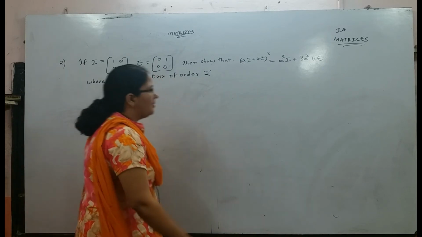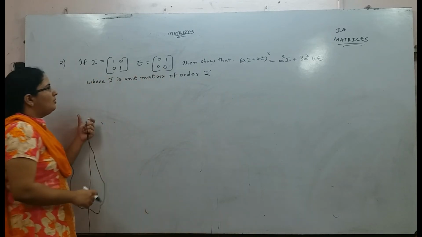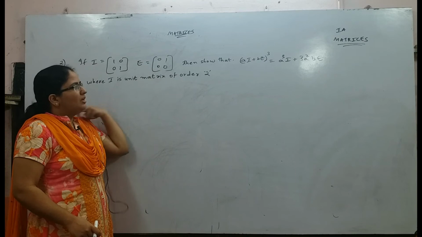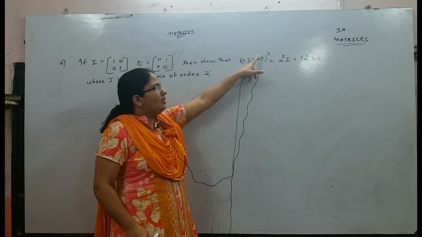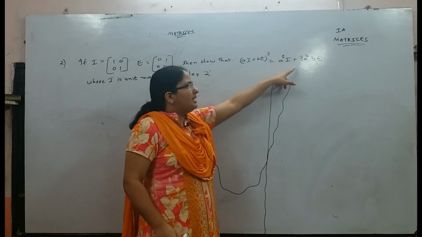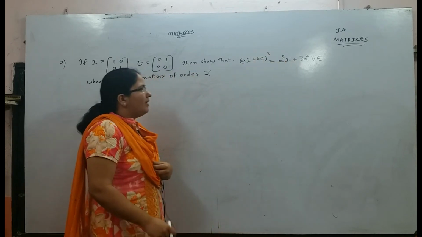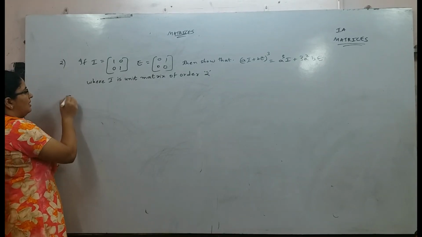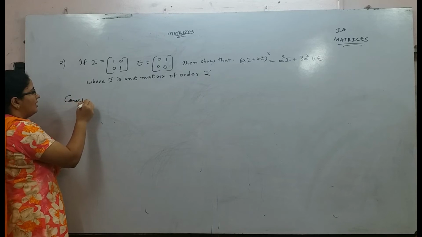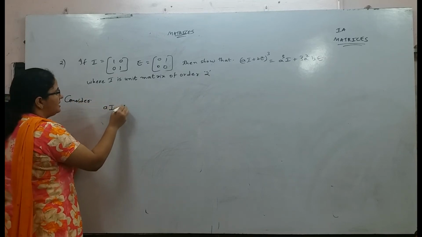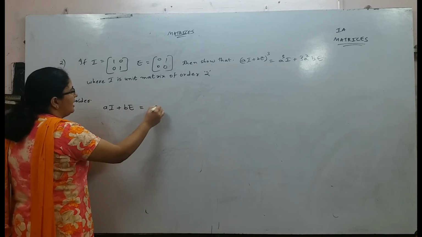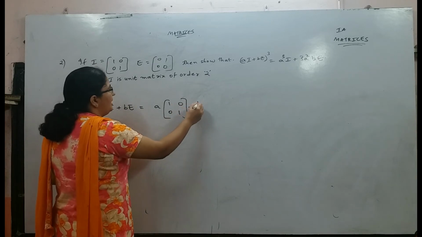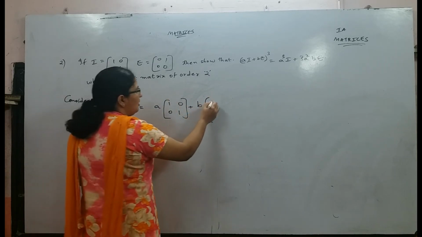Let us discuss this problem. Now you are given two matrices, I is equal to 1001, E is equal to 0100. You have to show that AI plus BE whole cube is equal to A cube I plus 3A square BE. Now this is what you have to prove using this. Let us see how to do. Consider AI plus BE. What is AI? A into 1001 plus B into 0100.